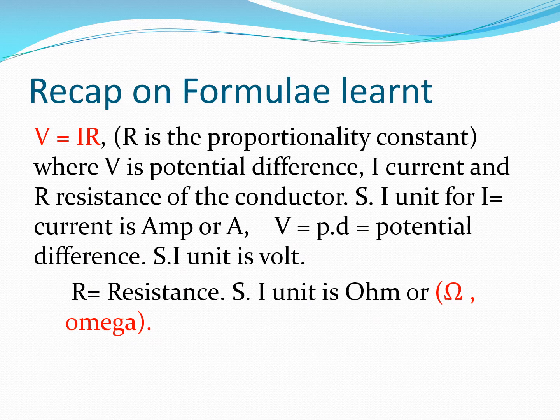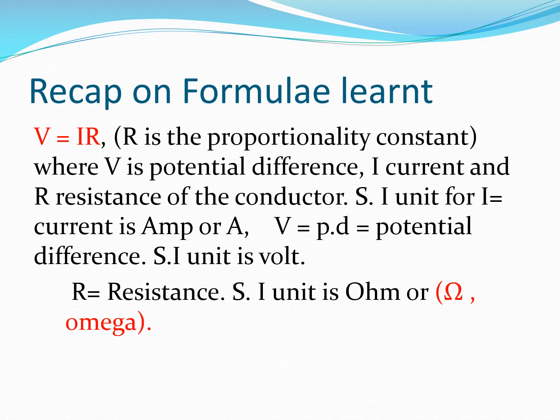Let's recap the formulas we have learned. V is equal to IR. R is the proportionality constant, where V is the potential difference, I is the current, and R is the resistance of the conductor. Do you remember the units? Current's unit is ampere, or A. Potential difference unit is volt. Resistance's unit is ohm, or omega we say.